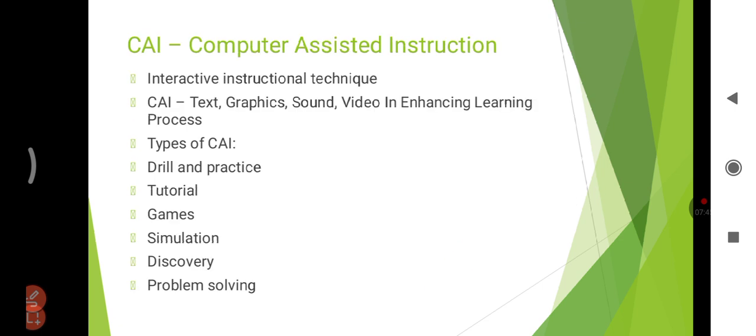The next heading is CAI. CAI means computer assisted instruction. This is one of the learner centered methods. The interactive instructional technique is the CAI method. The CAI method is useful for text, graphics, sound, and video in enhancing the learning process. The types of CAI: drill and practice, tutorial, games, simulation, discovery, problem solving. These are the types of CAI.